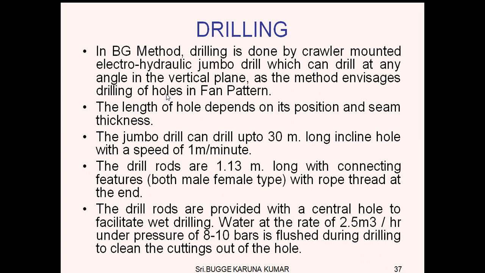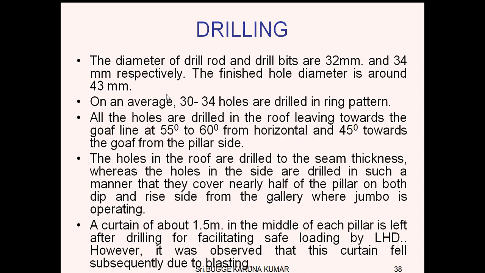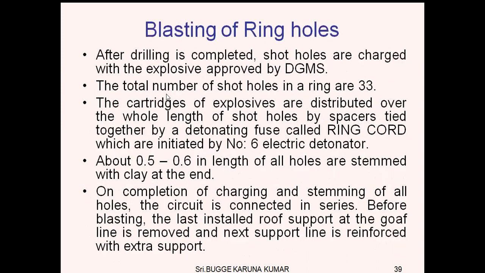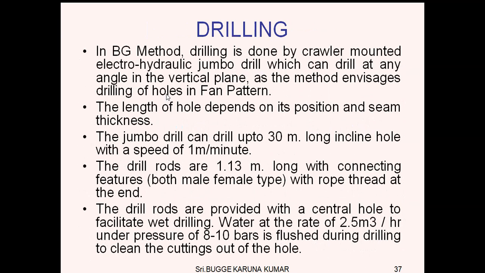In the VG method, drilling is done by a column mounted electro hydraulic jumbo, which can drill at any angle in the vertical plane. This enables drilling of holes in the fan pattern. The length of the hole depends on its position and the seam thickness. The jumbo drill can drill up to 30 meters long.